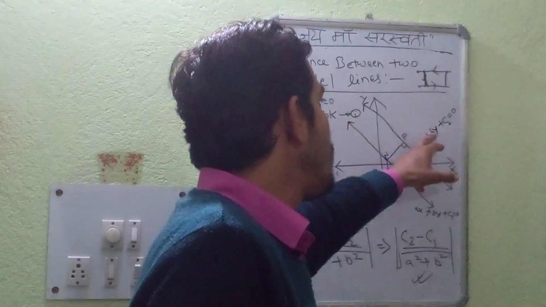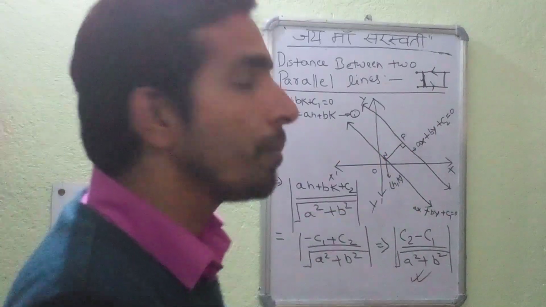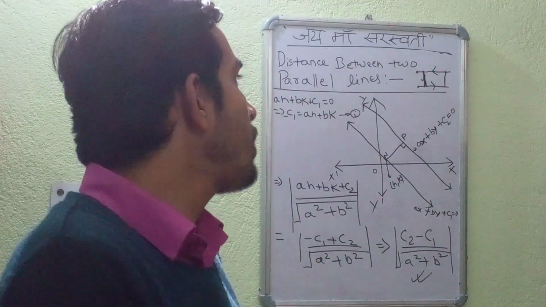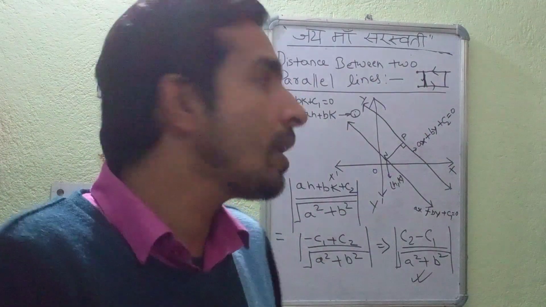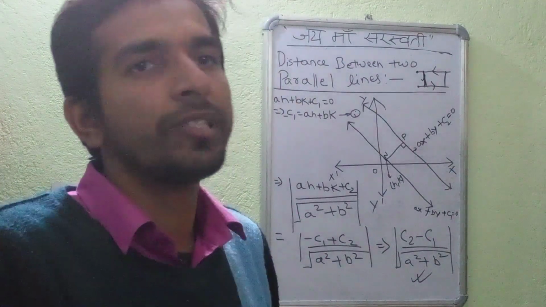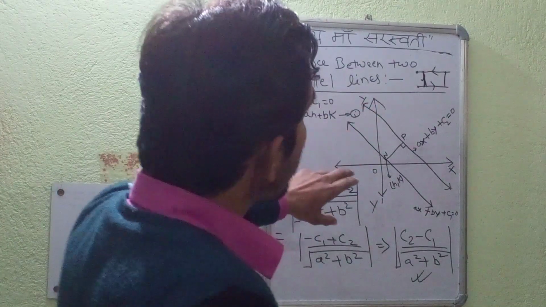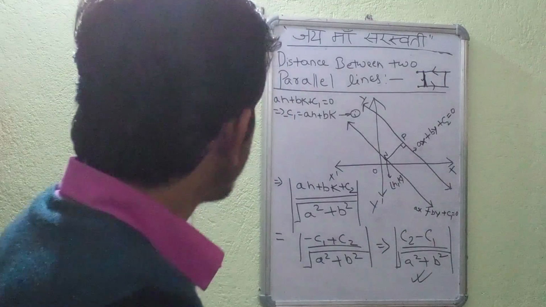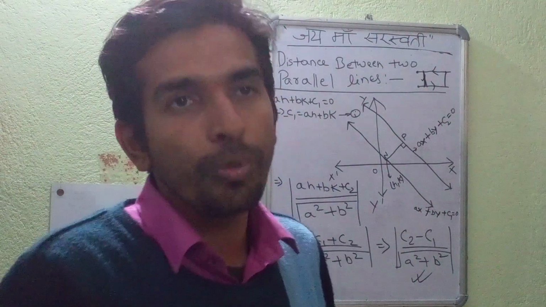The coefficients of y are also the same because these two lines are parallel to each other. Whenever we calculate the slope, the slopes will be equal when the coefficients are equal. So we have drawn the two parallel lines, and we have taken the coefficients of x and y to be equal. Now we will be applying the basic concepts of geometry.